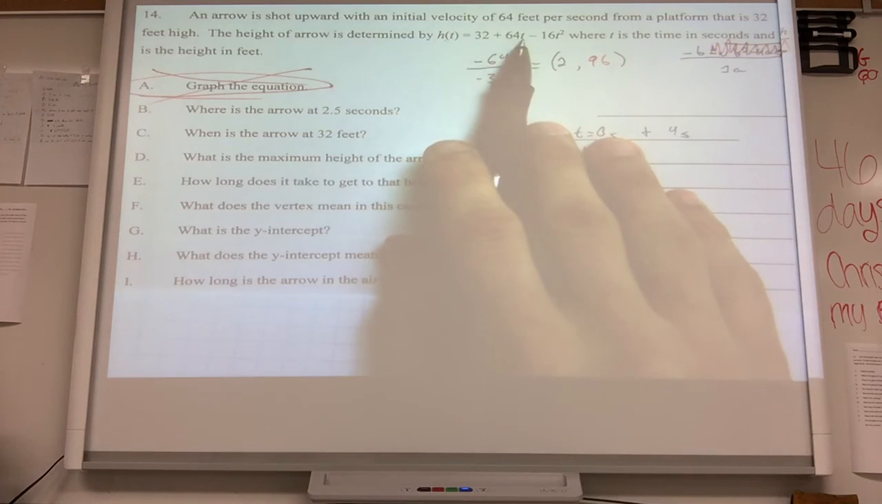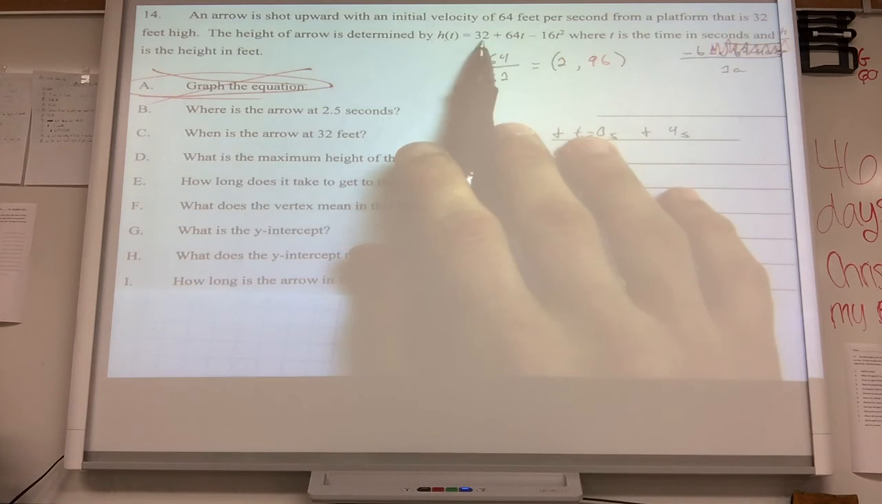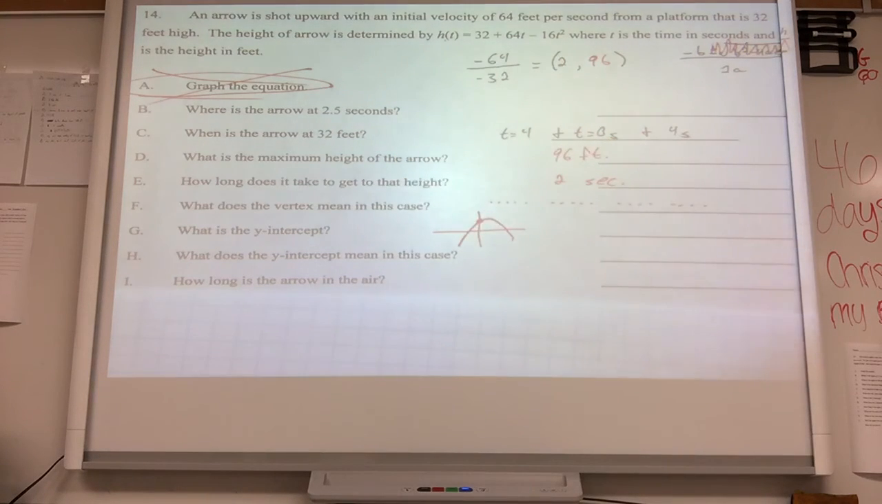So 64 times 0 is 0. Minus 16 times 0 squared is 0. So 32 is going to be my y-intercept. It's as simple as that. So plug in 0 for your x's. 32 is what's left over.